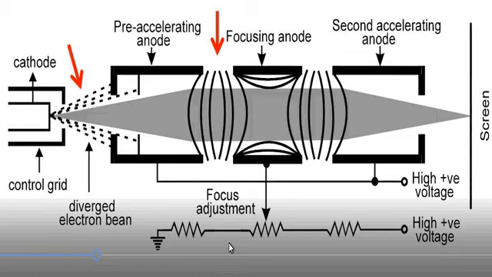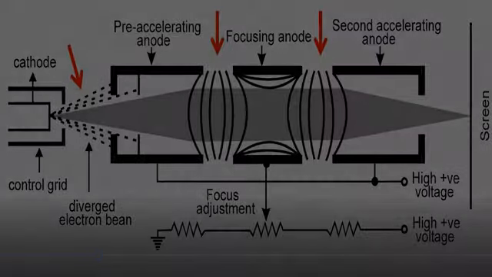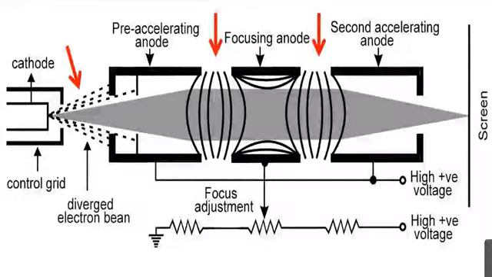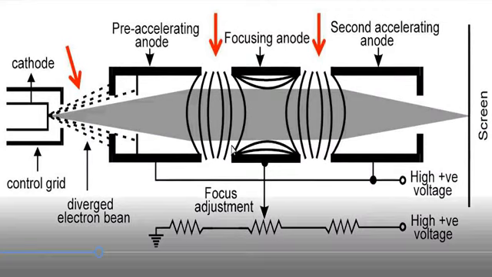convex lens due to the electrostatic field, and you can see the next formation of convex lens in between this focusing anode and second anode. During the path from the first convex lens to the second convex lens, this beam becomes parallel, then converges, and acceleration of the beam takes place in this direction.